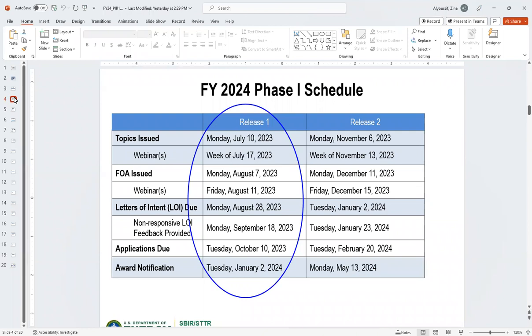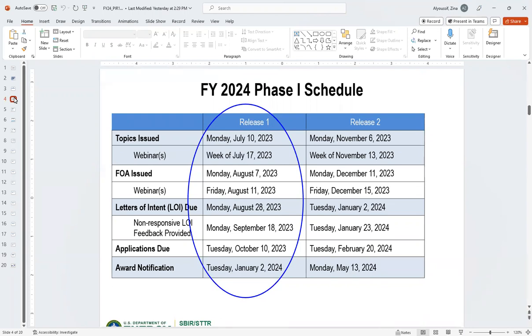The funding opportunity is usually released 3 to 4 weeks after our topics are issued. We do this to give you the opportunity to read the topics and ask questions so you can make a more informed decision as to whether or not you might have something that is responsive to what we are looking for in this release.